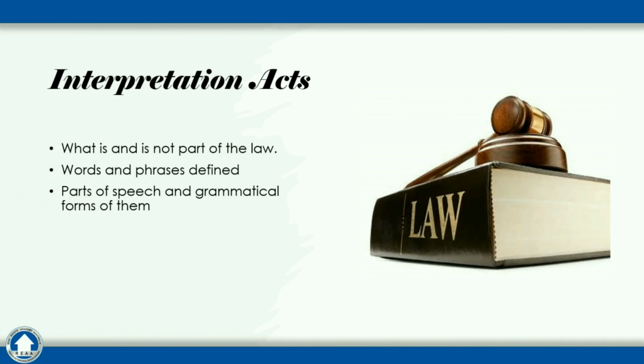Parts of speech and grammatical forms of them. The Interpretation Act deals with this. For example, if the verb sell is defined, that definition will apply also to the verb's tenses that use sold, to the nouns sale and seller, and to the verbal noun and adjective selling. Gender and number. He, as an example, includes she, etc., and cat includes cats, and cats includes cat, etc.